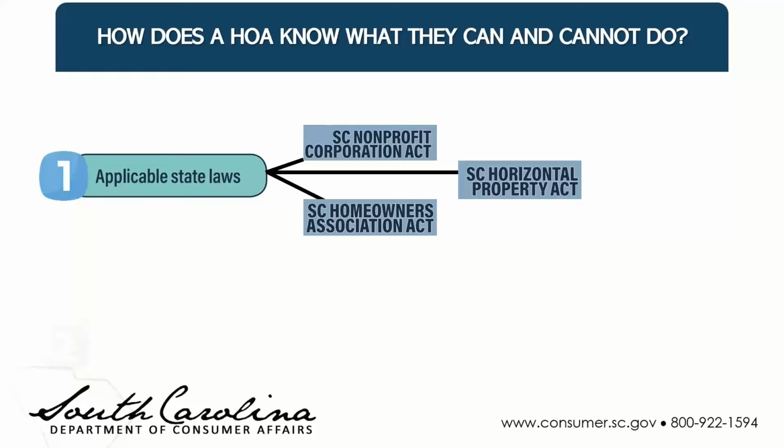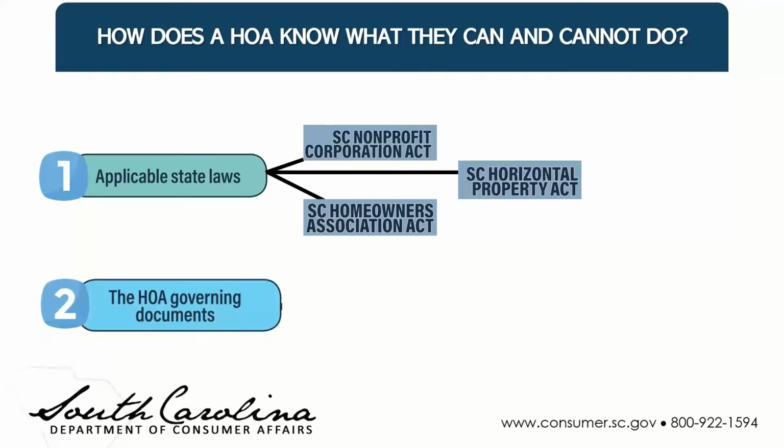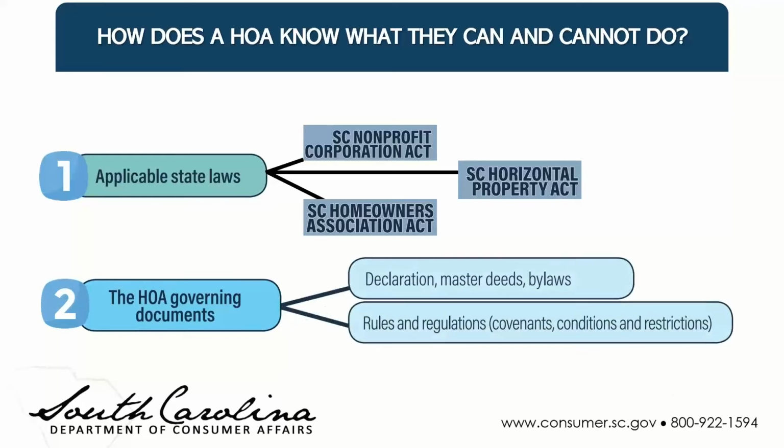Now, the second body that we look to is the HOA governing documents, and these typically include the HOA's declaration, the master deeds, and their bylaws. These cover the rights and responsibilities of members in the HOA, but they typically set out how the homeowners association will operate. This includes information on meetings, dues, special assessments, elections, and collection policies.